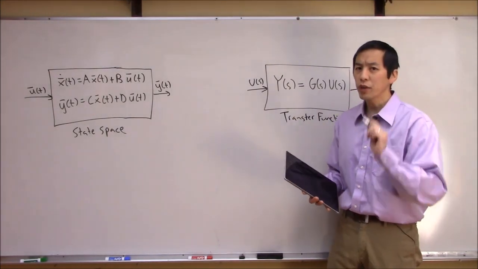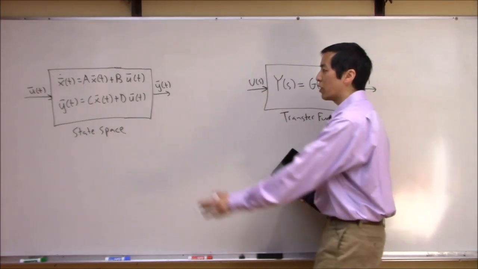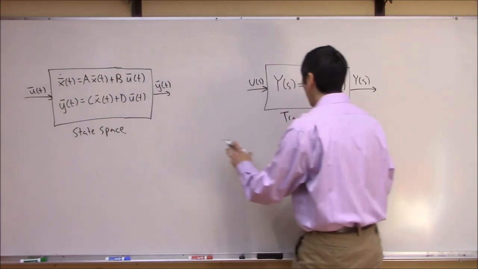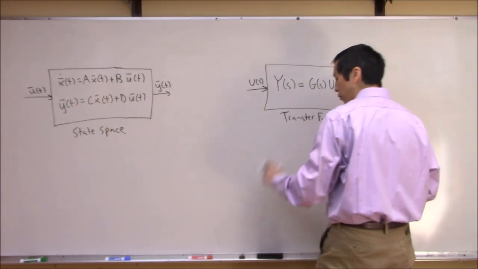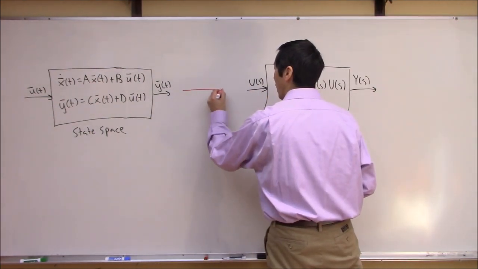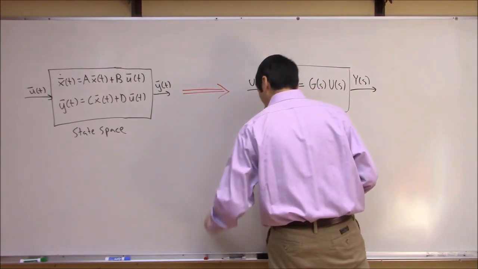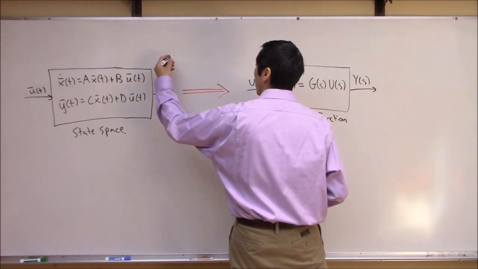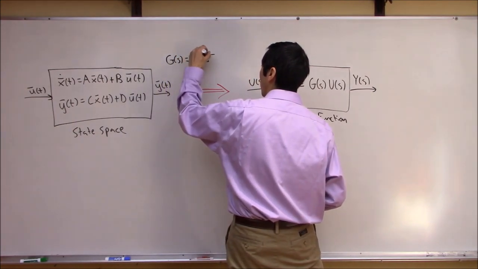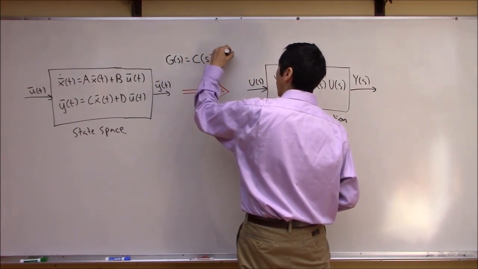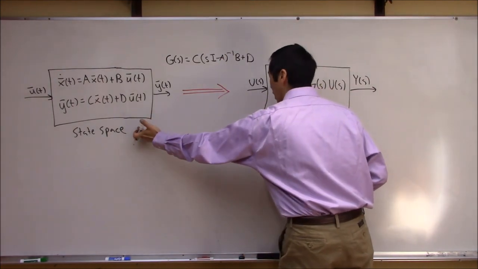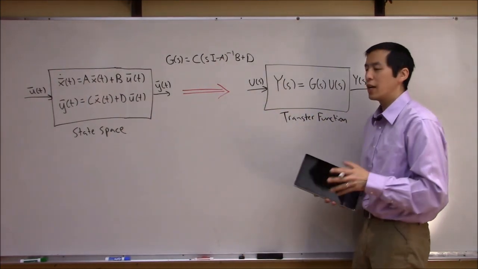All right, so let's recap what we've discussed today. If you start out with a state space representation, we can turn it into a transfer function representation using, I'm going to draw it right now as a one-directional arrow, the fact that the transfer function is nothing more than C times the quantity sI minus A inverse, times B, plus D. So that's how we went from a state space to a transfer function.